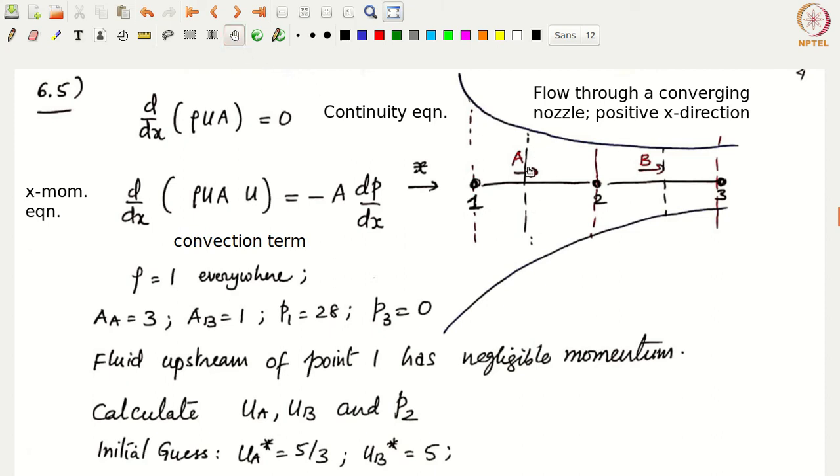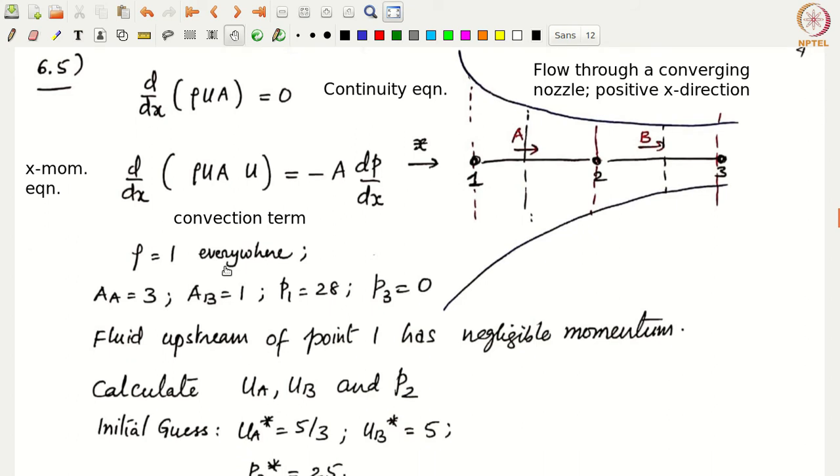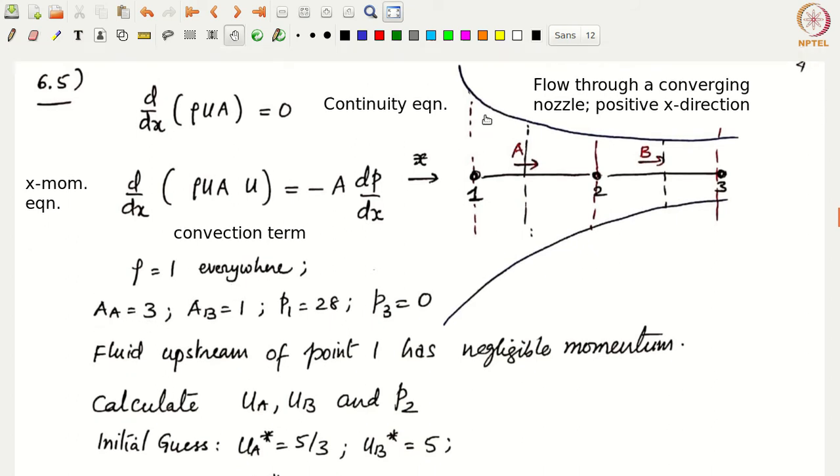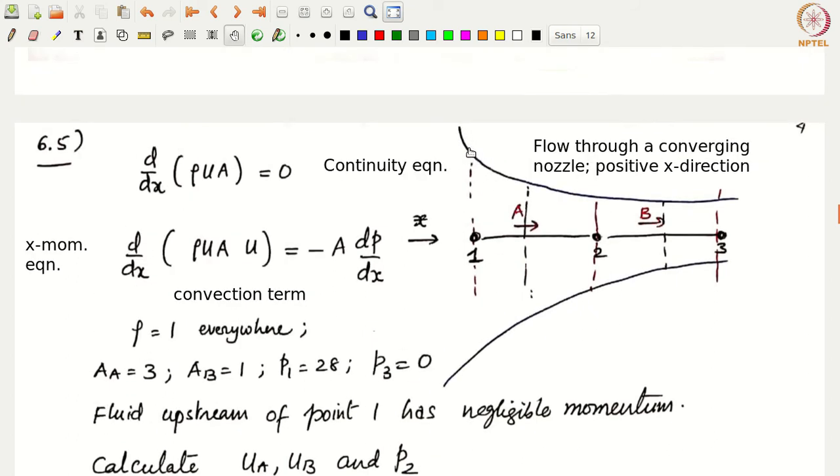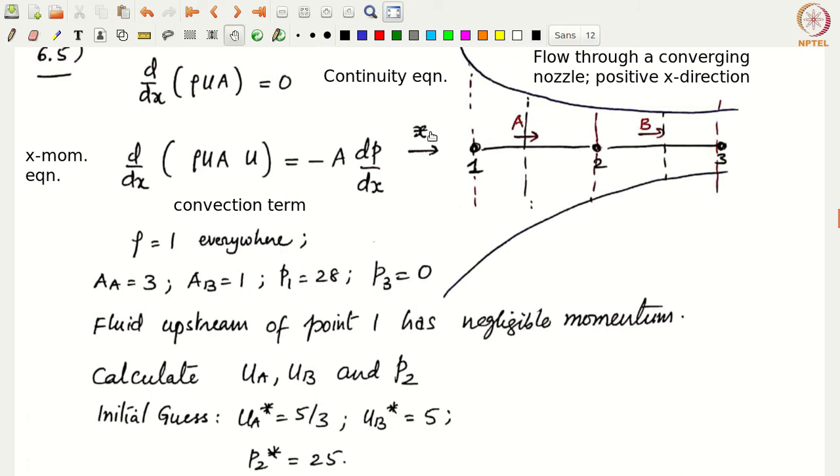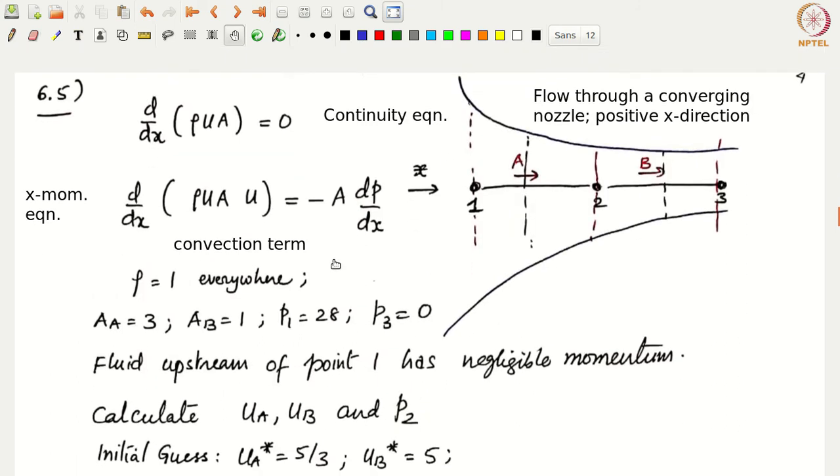Also, the effective areas at these locations are given at A and B. The density can be taken to be 1 everywhere. Because this is a nozzle, beyond 1 the area grows very large. As a result, the velocity is quite small here. The area is very large and the velocity is very small upstream of 1. The cross-sectional area at A is 3, the cross-sectional area at B is 1, and the pressures are given.